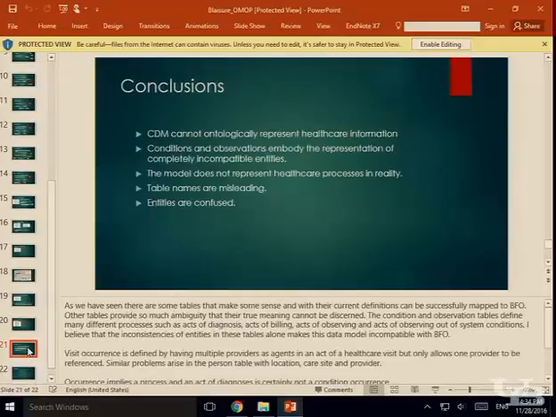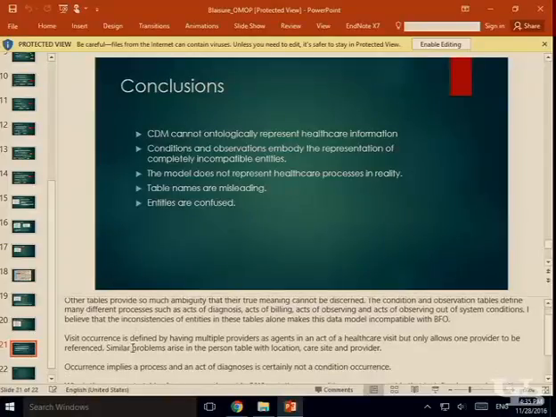So some conclusions. I don't think it's possible to map this to BFO. It has SQL relational problems built into it that I found just from a database point of view. I think the information is organized in a way that is just not compatible with BFO. A lot of those tables will have to be split out and built differently. Conditions and observations I think are completely incompatible. I don't think they need to be in the same table, or should be. There are some cardinality issues that I've definitely seen in the database, and some of these table names are absolutely misleading.